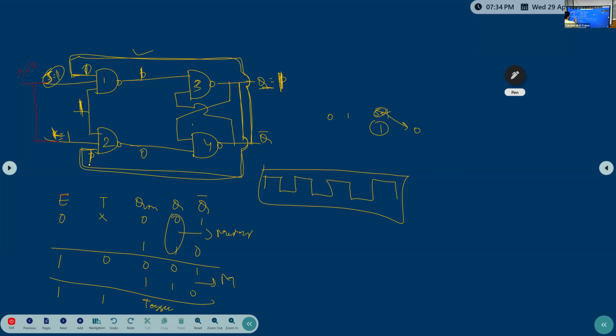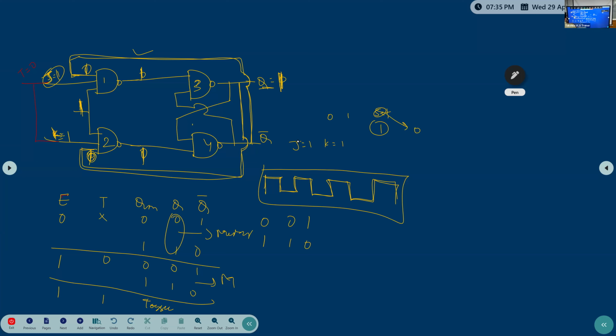If the memory is 0, this one is 0, so this one becomes 0 and this output becomes 1. That means we get the 0 1 combination if memory is 0. If memory is 1, we get the 1 0 combination. Because of that, the output toggles continuously until the enable goes to the 0 state. With J equal to 1 and K equal to 1, it is toggling.